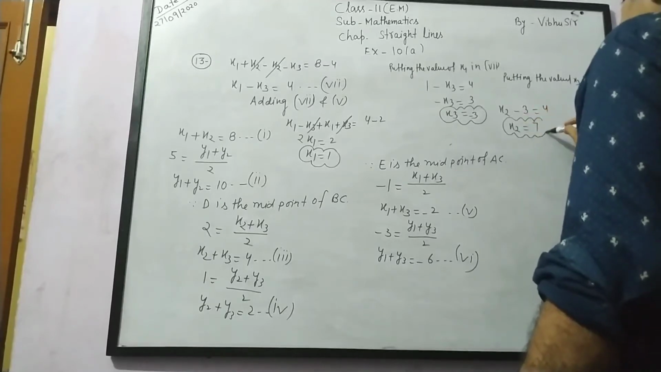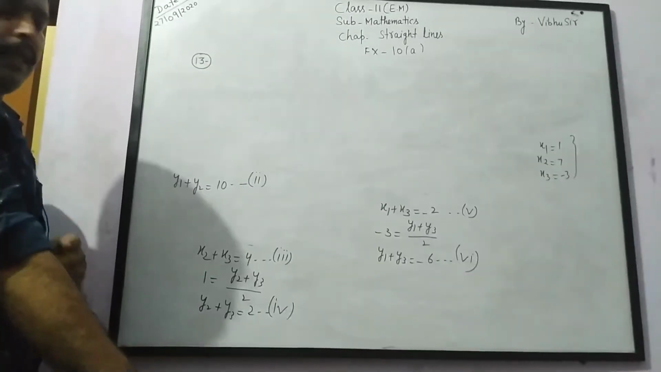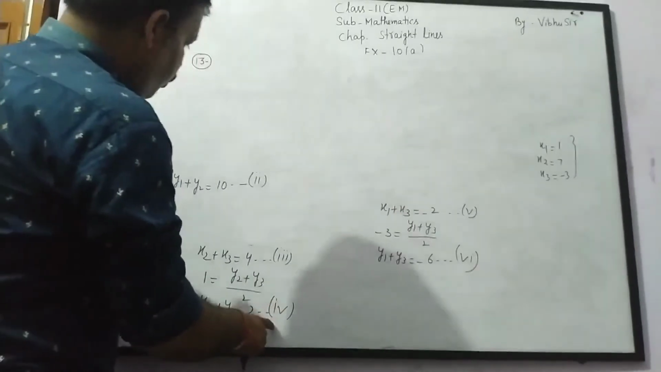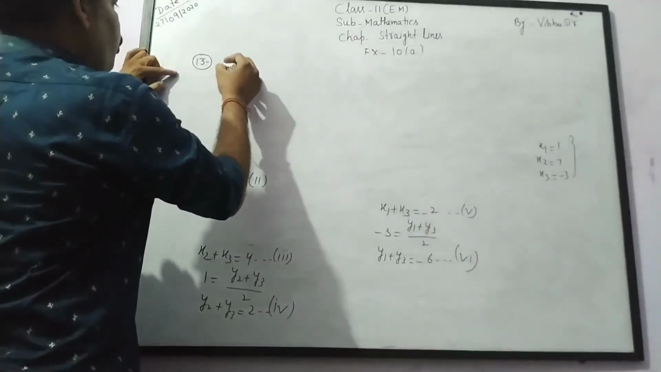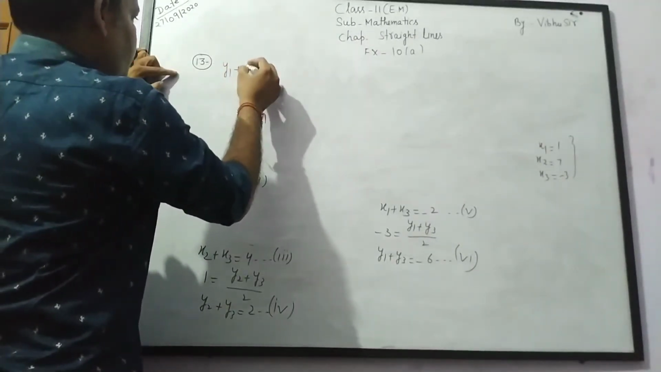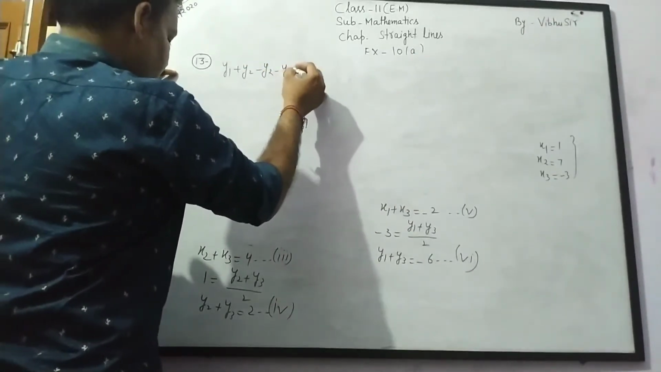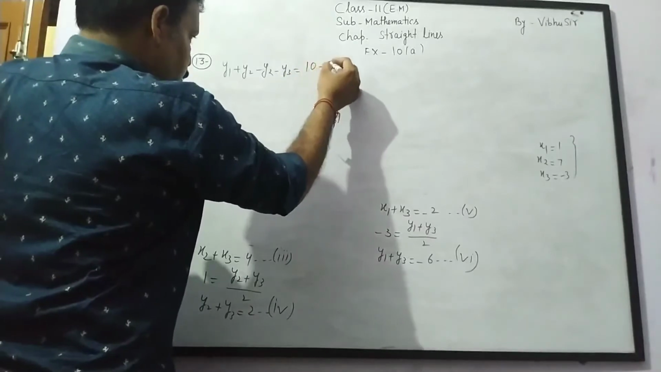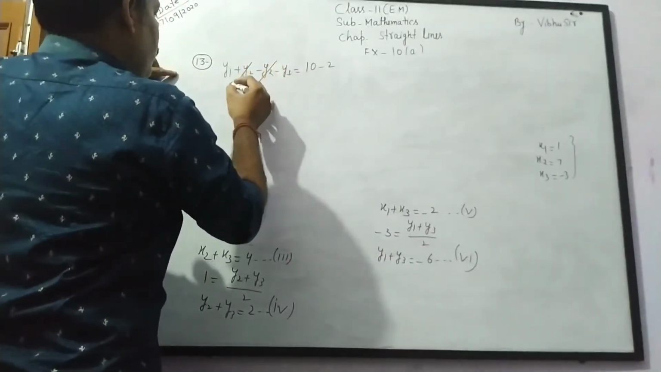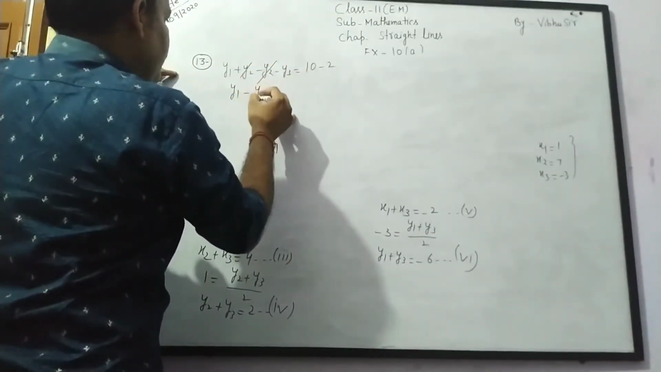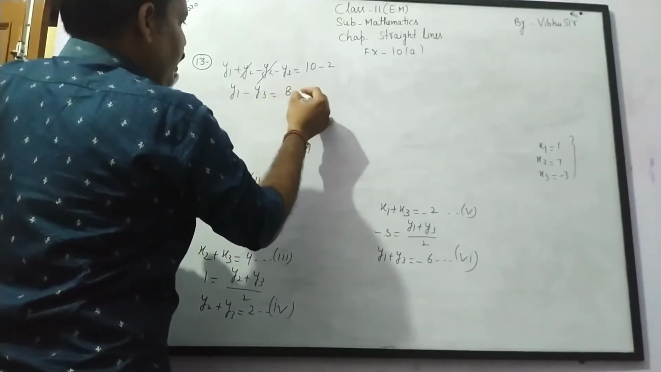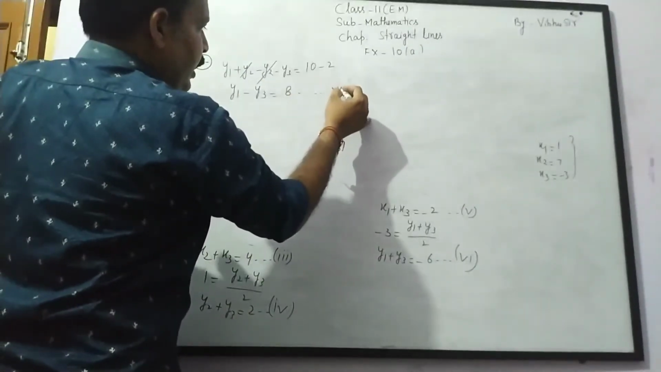Write down. Similarly, subtracting equation 4 from 2, so y1 plus y2 minus (y2 plus y3) equals 10 minus 2. So therefore y1 minus y3 equals 8. Equation number 8.